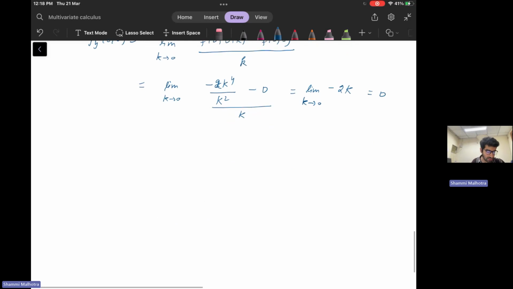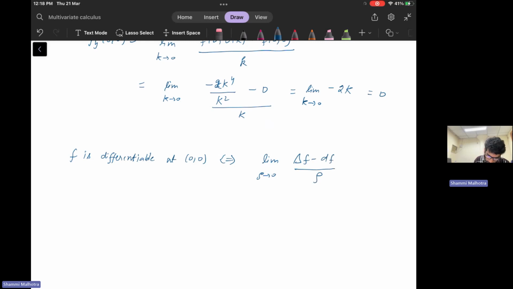So both partial derivatives exist, so we at least have a possibility that the function is differentiable. We also learned about the differentiability of the function, that f is differentiable at the point, let's say (0, 0), if and only if the limit as rho tending towards 0 of (delta f minus df) by rho is 0. This is the characterization which we did in our theory, and here my gradient of f is, f of (h, k) minus f(0, 0), sorry, it's (h, k).